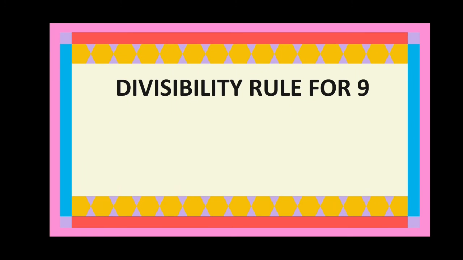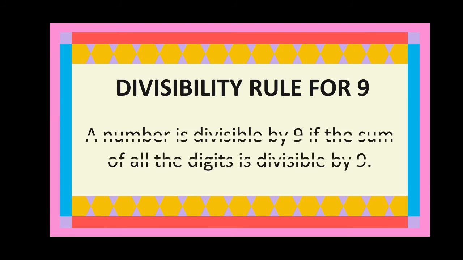Our next divisibility rule is the divisibility rule for 9. A number is divisible by 9 if the sum of all the digits is divisible by 9. So, same process lang din siya ng divisibility rule for 3. Ang difference lang nila is we're going to divide the sum by 9 this time.